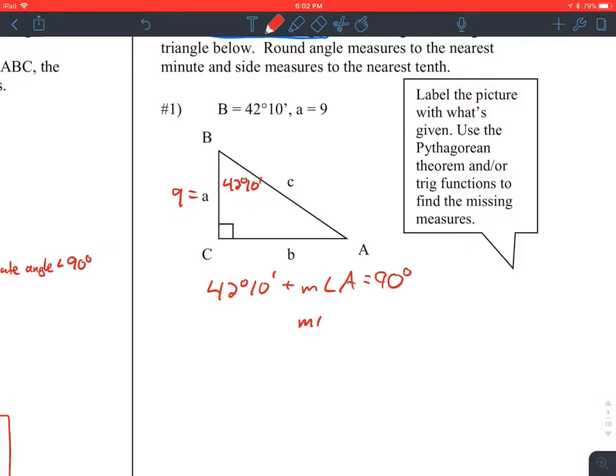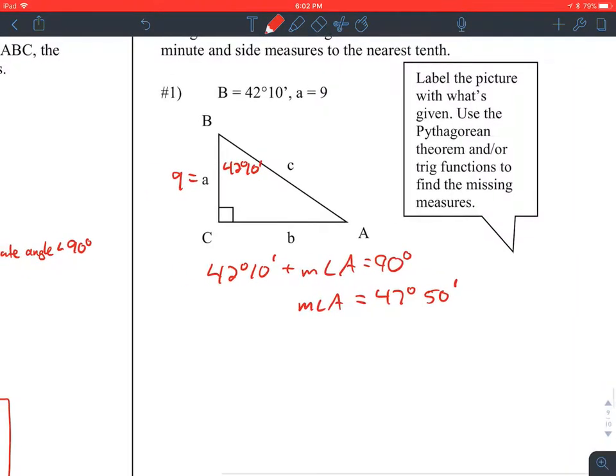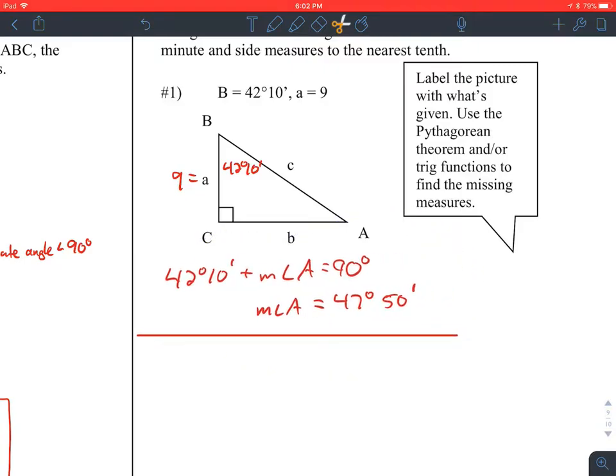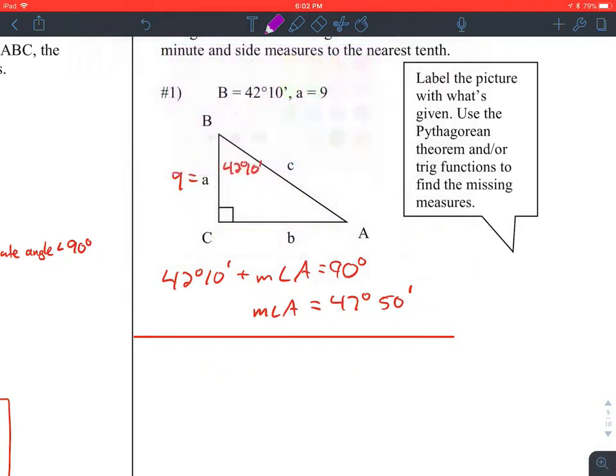So if we subtract 42 degrees and 10 minutes from both sides, we get 47 degrees, 50 minutes. How do I get that? Let me explain that as well. Some of the details in this assignment can be complicated. If we're trying to subtract 42 degrees and 10 minutes from this, we're taking 10 away from 0, which we can't do. So we have to borrow. So we change the 90 to an 89. That's how we get 89 minus 42.